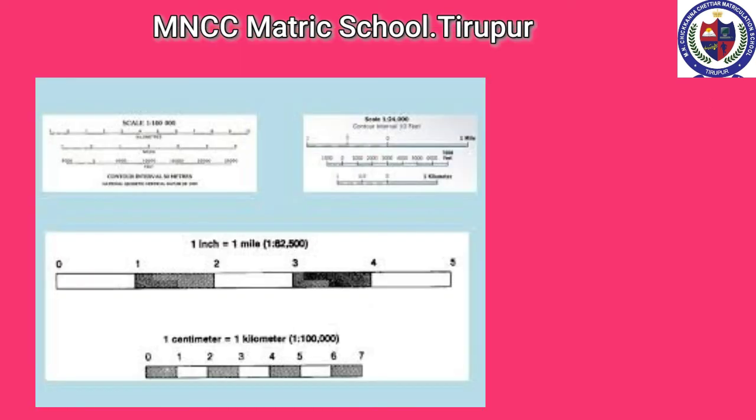Next one is scale. A scale in the map is a ratio between the actual distance on the ground and the distance shown on the map. Generally, the cartographers cannot draw maps the same size as the land. So, they have to reduce the size of the land and they have to draw one scale for it. Each map has its own scale.